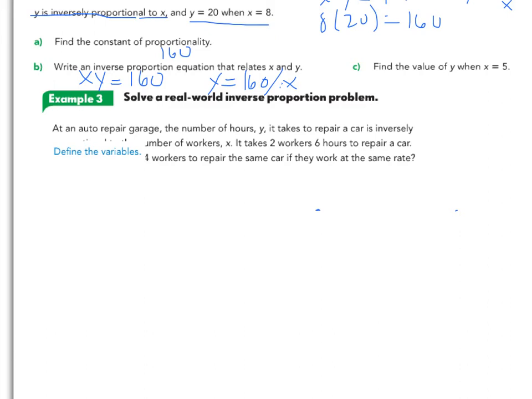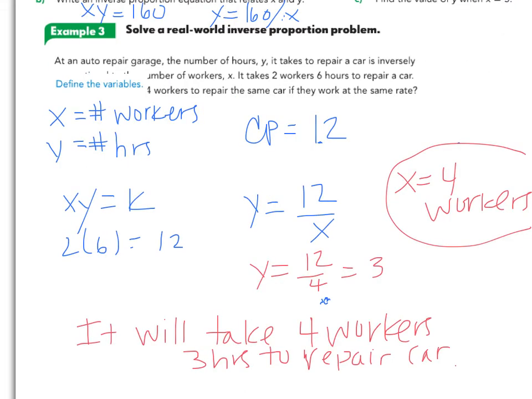Okay? So first you need to define your variables. So what does x equal? What does y equal? And then you need to figure out your constant proportionality. And then you need to figure out for me what your inverse proportion equation is, which would be y equals. And then the last thing you need to do is find out how long it will take 4 workers to repair the car. Okay, so I'm going to turn it off, let you try it, and then we'll go over it together.